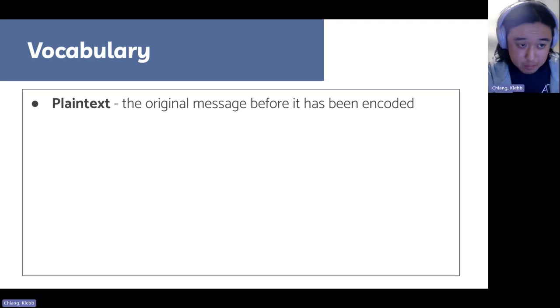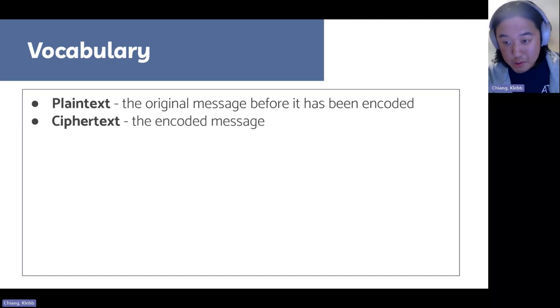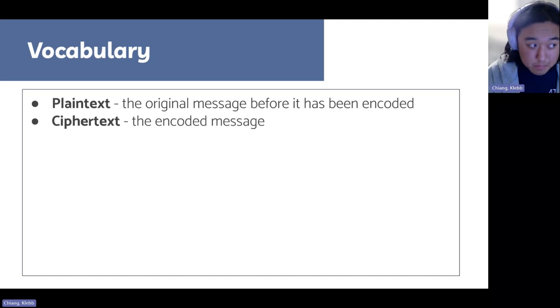Okay. Plain text is the original message that you're encoding, or that will be encoded. Usually you can read it and it makes sense. Ciphertext is what happens after you encode it. So you encode plain text to get ciphertext, and you decode ciphertext to get plain text. I know some people say decrypt and encrypt, but it's a little weird to say that in the context of classical cryptography. Anyway, that's a debate for another day.